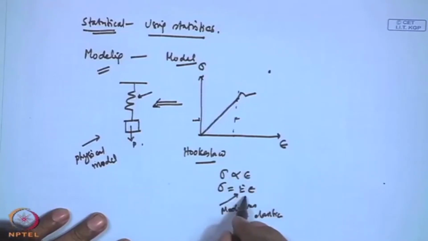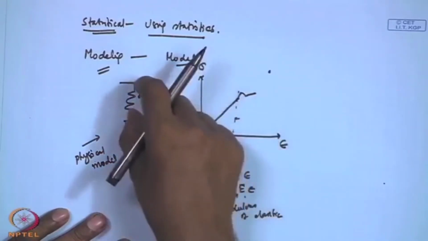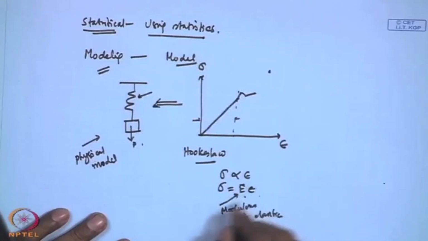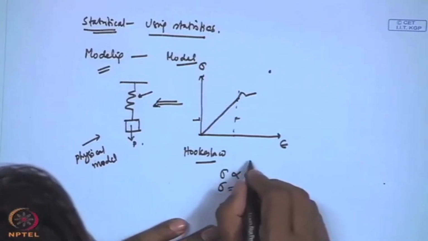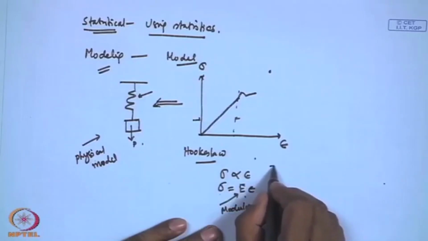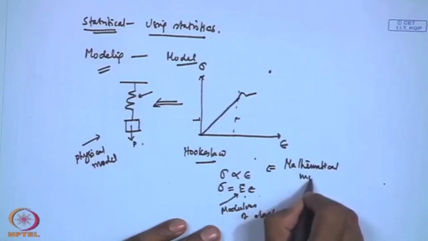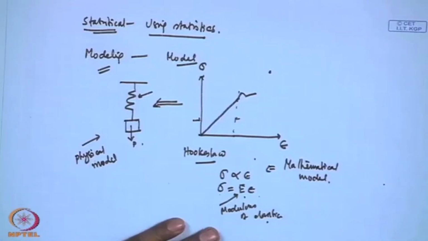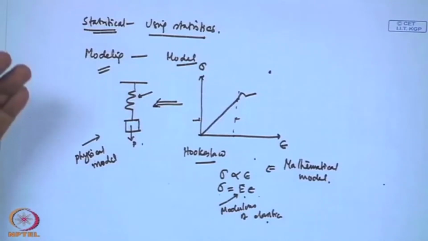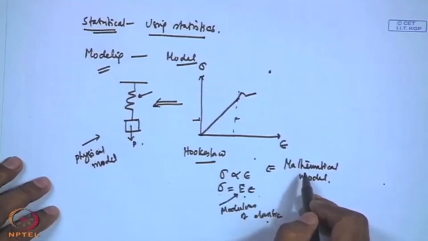This development is possible because the physics of this particular issue, the spring, is known. If I know the modulus of elasticity, I will be able to tell the relationship between sigma and epsilon. In engineering mechanics and strength of materials we learn all these things. This is a mathematical model. In reality you will get different types of mathematical model. So what I mean to say here is a physical model, a mathematical model.